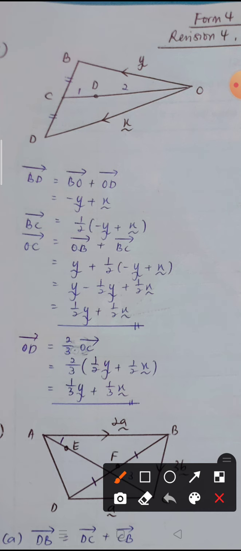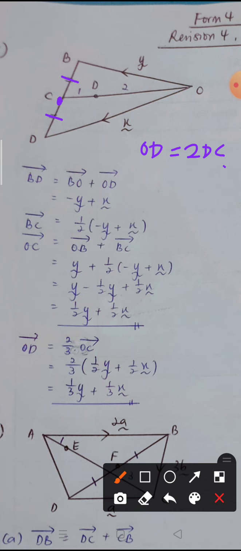In the diagram, C is the midpoint of AB. So C is the midpoint of AB means BC and CD should be in equal length. And the next info is D is a point on OC such that OD equals to 2DC. So I always do like that.